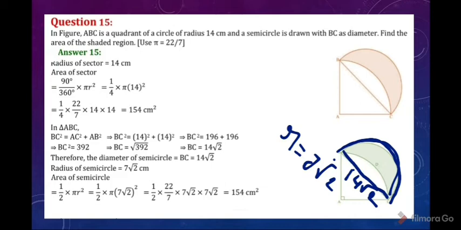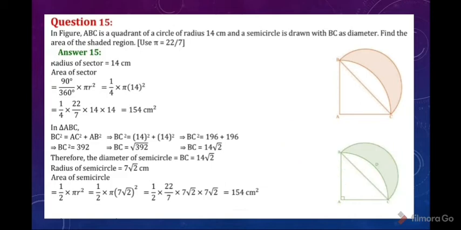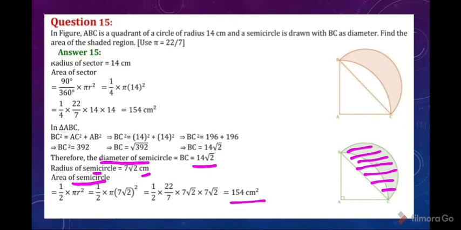Now from the radius you can find the area of the semicircle. Okay, so you can easily find the area of this semicircle by half pi r square, where r is now 7 root 2. Look at here: diameter of the semicircle is 14 root 2, that's why radius will be 7 root 2. So the area of the semicircle will be half into pi r square, which is equal to 154 centimeter square.